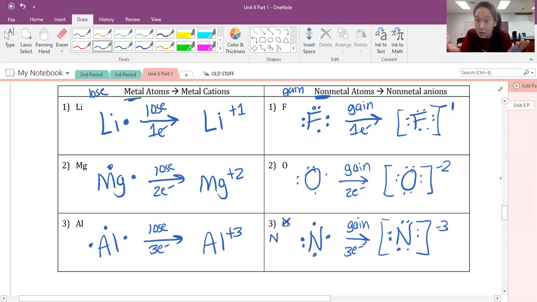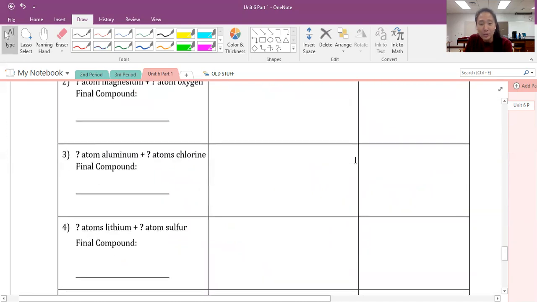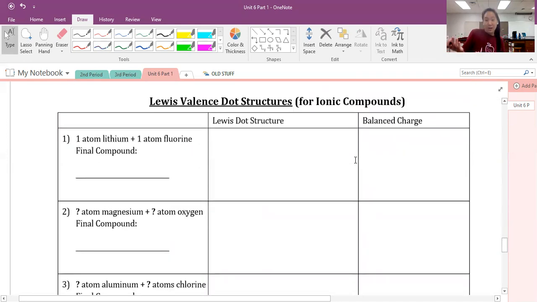So where do those electrons go? The non-metals are going to scoop them up, right? So that they can have a full octet. So it's a win-win situation for both, right? So how are we going to use that information to now create ionic compounds?